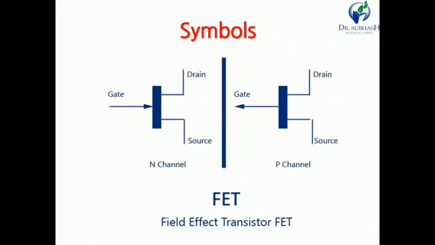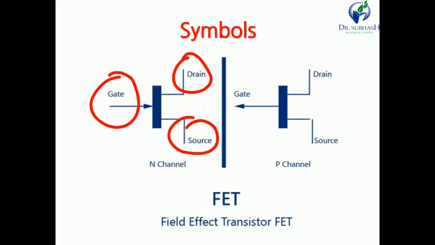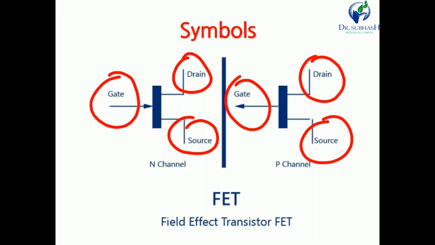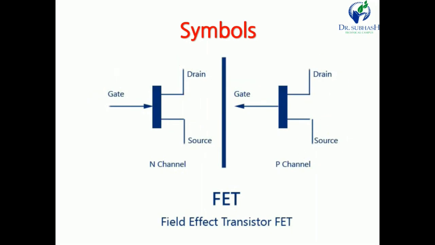This is the symbol. Here mainly two types of FET are available. First one is N channel JFET and second is P channel JFET. Here in the symbol we can see the three terminals: gate, drain and source. Here also in P channel, gate, drain and source. But here you have to remember the arrow on the gate.